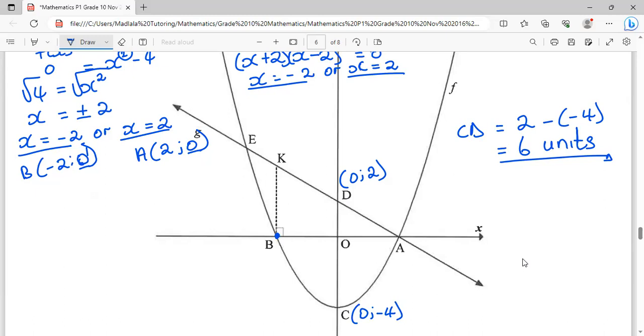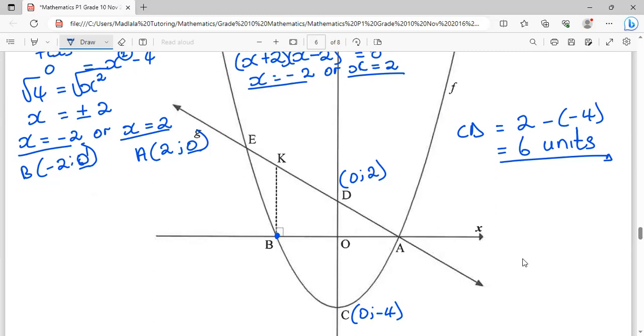So what am I saying? Firstly, we need to know what is the length of AB and what is the length of BK, like that. Sorry, not AK, I mean AB, yes. We have to know the length of AB as well as the length of BK. That's what I want to say. So we know the coordinates of A and B. We can easily find the length AB.